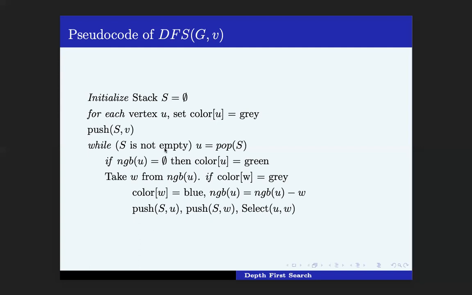Order what? Someone said something? Order of number of vertices. Will it be number of vertices? Number of edges. Okay, why will it be number of edges? See, why will it not be number of vertices?